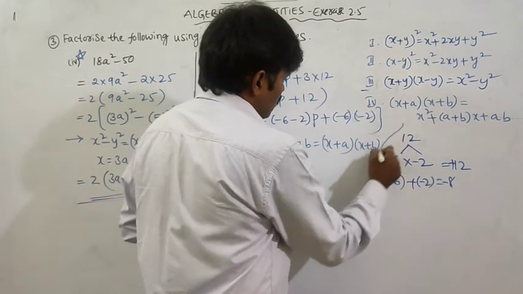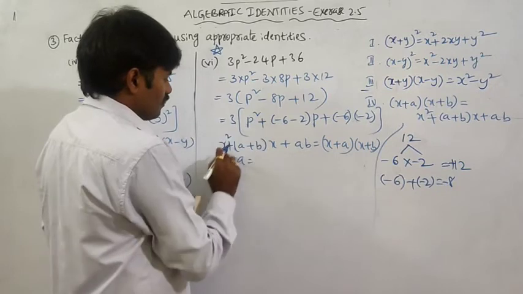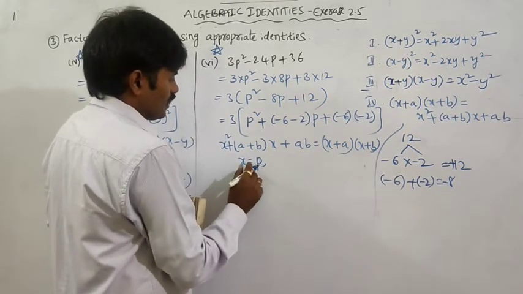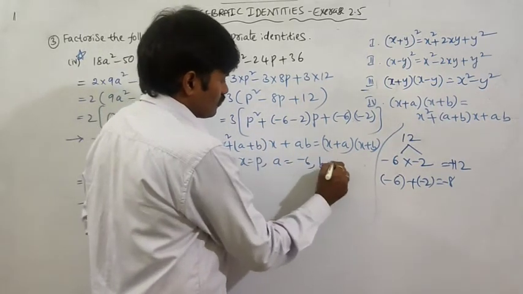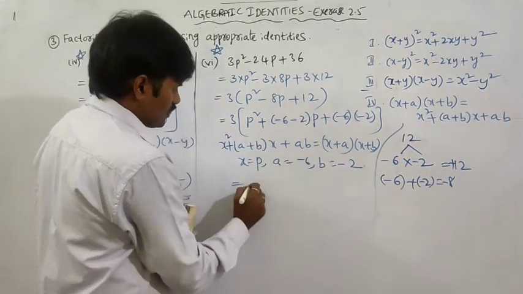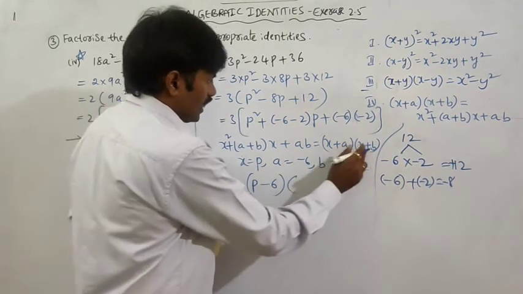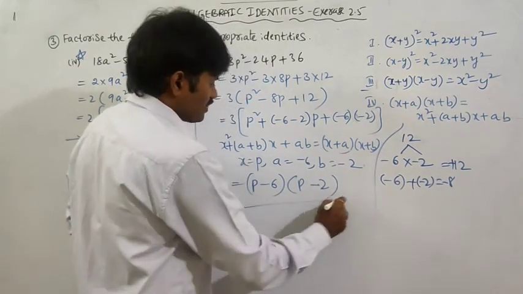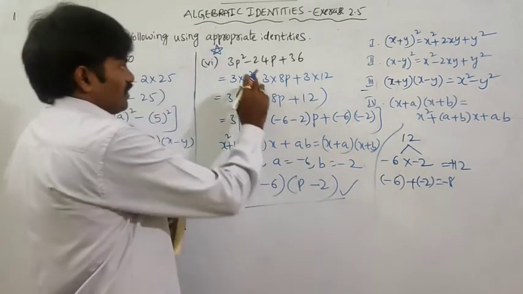Is it? Now here what is a? By comparing with x square plus, here p. Yes, here x is equal to p. Okay, a is equal to minus 6, b is equal to minus 2. Is it clear? Now substitute in this. So x value is p plus a, how much? Minus 6. Into x value p plus b value, how much? Minus 2. So p minus 6 into p minus 2. These are the factors for this one.